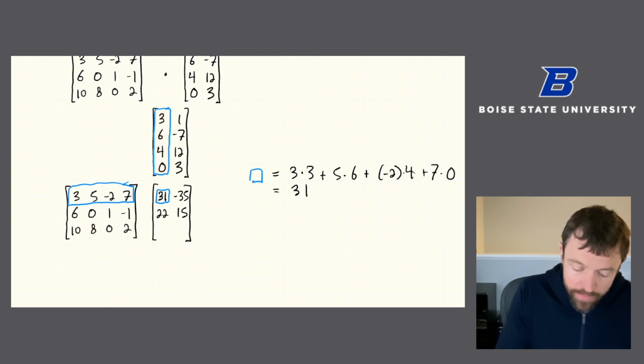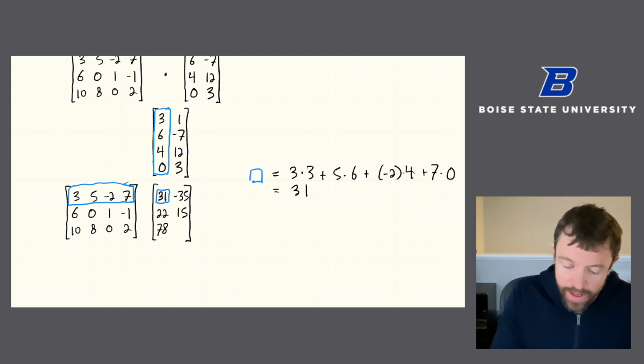Now we're going here. 10 times 3 is 30. 30 plus 48 is 78. Plus 0 is still 78. And then 78 plus 0 is still 78. And then finally, 10 times 1 is 10. 10 minus 56 is minus 46. Plus 0 is still minus 46. Plus 6 is minus 40.